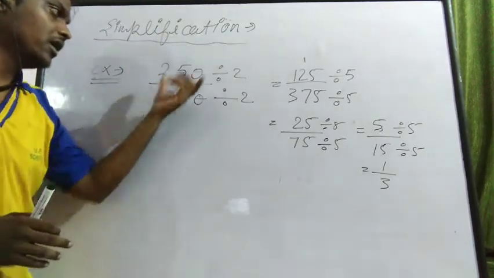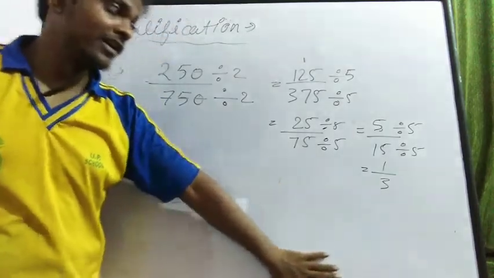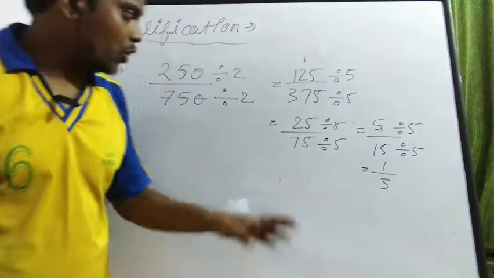How can we do that? We will just divide by the number until we get a set of prime numbers like 1 upon 3. Okay, so this is the whole video.